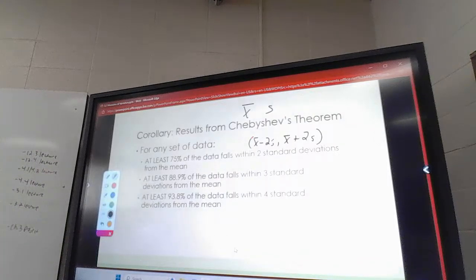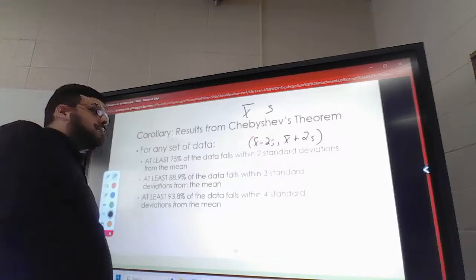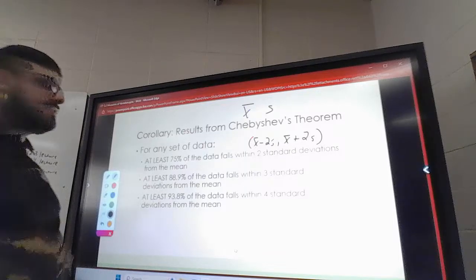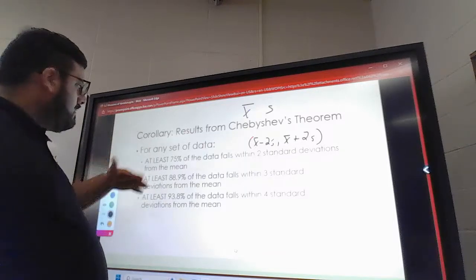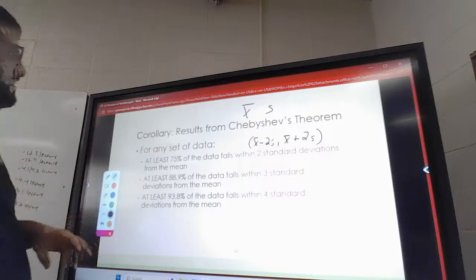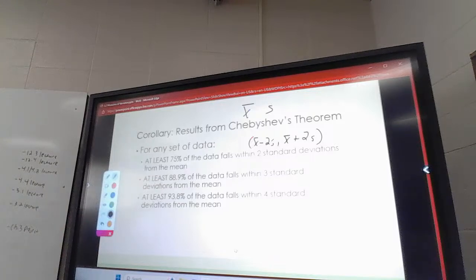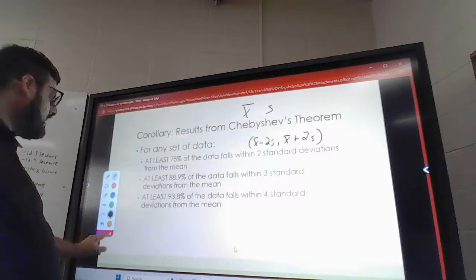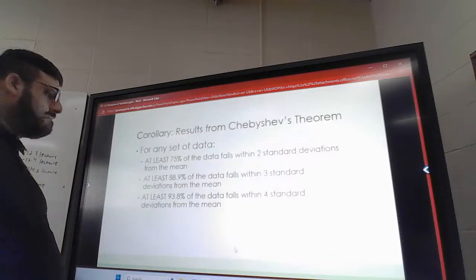Now, later on, when we talk about the empirical method or empirical rule, or anything that comes from that, we're going to be a little bit more specific about how much of the data falls within those intervals. But for now, you have at least 75% within 2, at least 88.9% within 3, and at least 93.8% within 4.